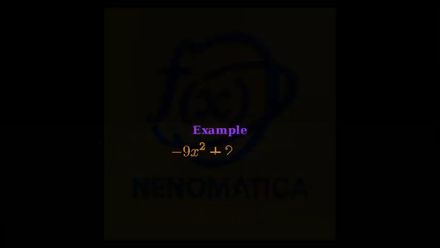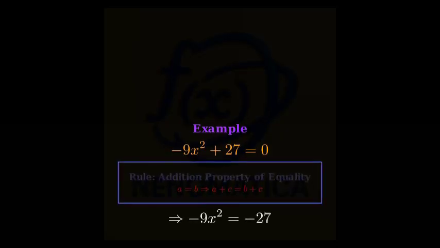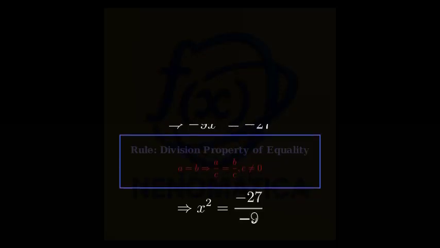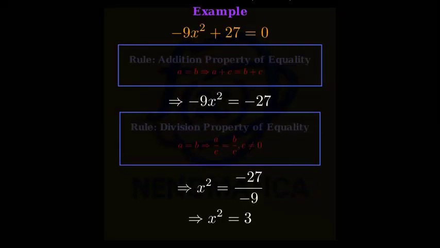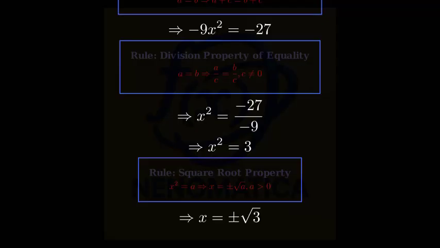Example, let's solve the equation negative 9x squared plus 27 equals 0. First, we need to isolate the x squared term. We'll move 27 to the right side of the equation. This gives us negative 9x squared equals negative 27. Now, we'll divide both sides by negative 9 to isolate x squared. So x squared equals negative 27 divided by negative 9, which simplifies to 3.